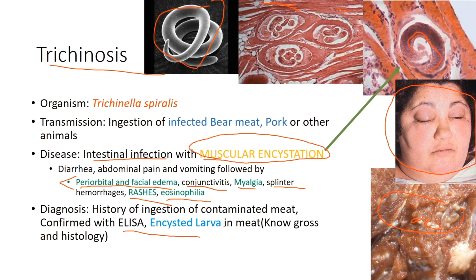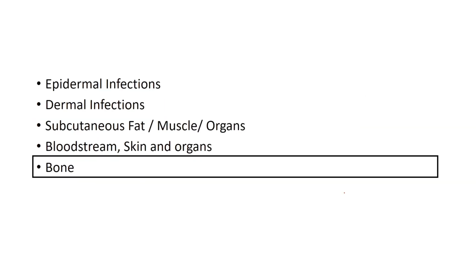Diagnosis is ELISA, or finding the encysted larva in the meat that the person ate. Or we can do a muscle biopsy to find them in there. But obviously it's, I could punch out this area and not get one of these. I would actually have to do multiple biopsies to see if I can find it.